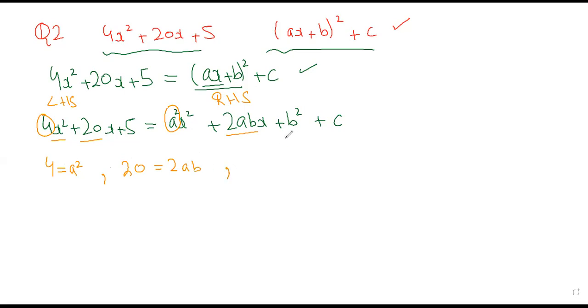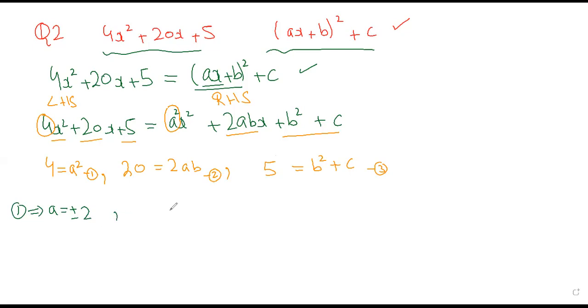And then the third equation would be b squared plus c and this 5, right? I need to compare the constants now. So 5 is equal to b squared plus c. Okay. This is the first equation, this is the second equation, and this is the third equation. Now, equation number 1 is going to give me a equal to plus minus 2. Any doubts, Rafe, with this one? No, miss. Okay. A has turned out to be plus minus 2.